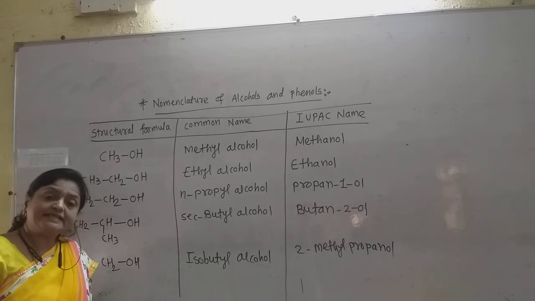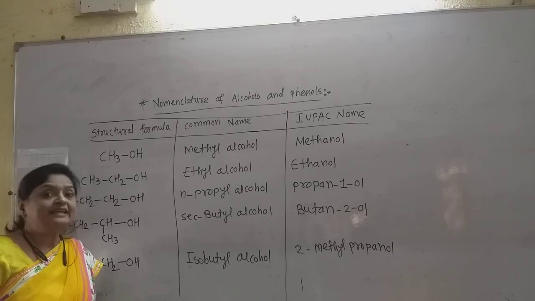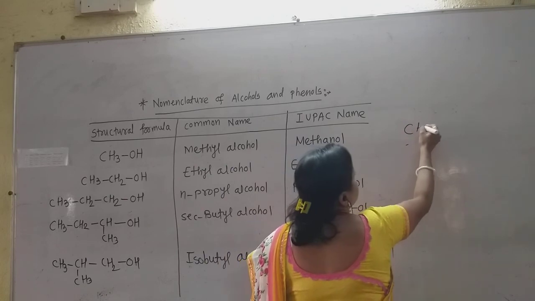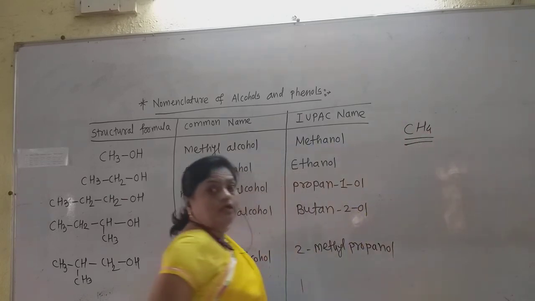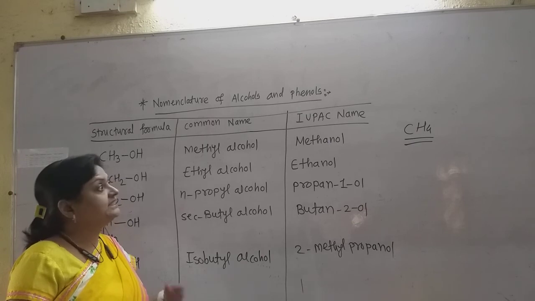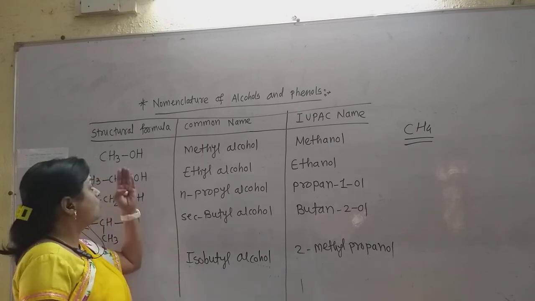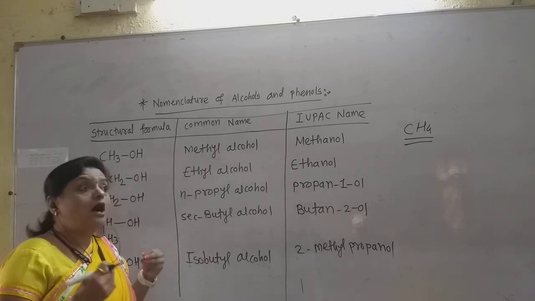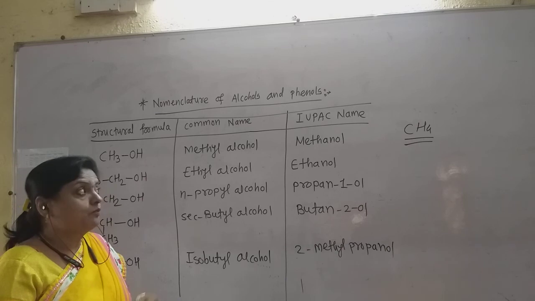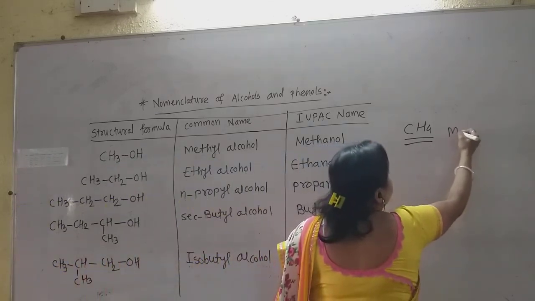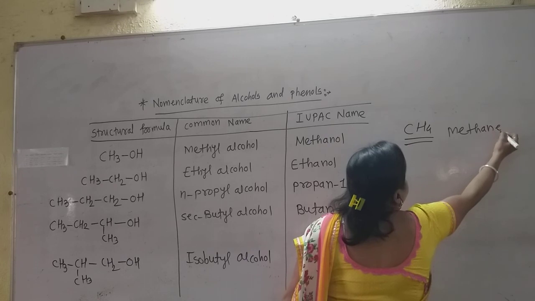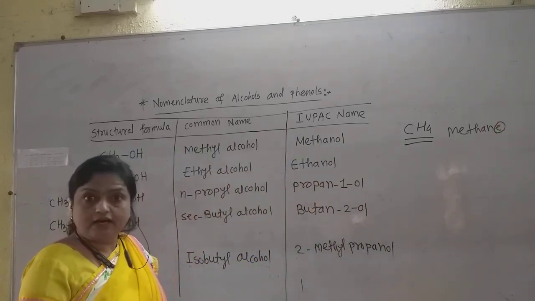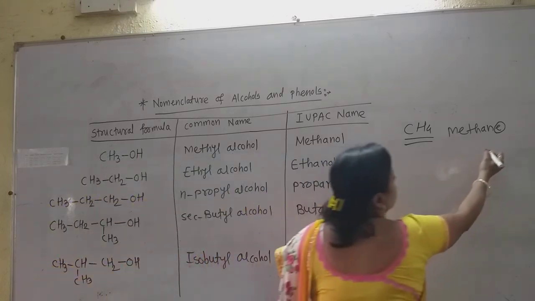But in the IUPAC name system, the parent alkane is methane because there is only one carbon atom. If one of the hydrogens of this methane is replaced by the OH group, it forms methyl alcohol. We know that. But how is the IUPAC name given? For the IUPAC name, replace the suffix E of the alkane by the suffix OL.